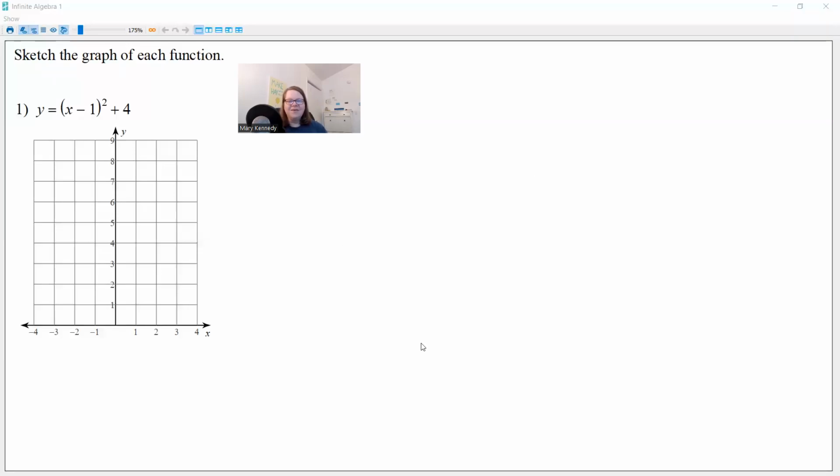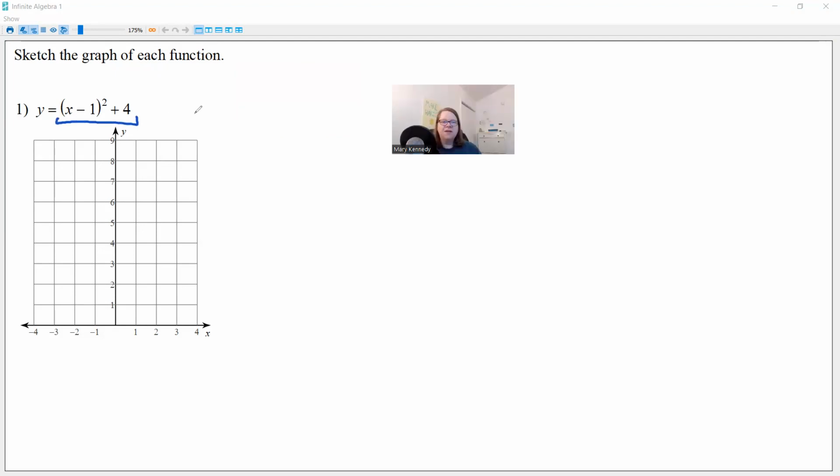All right, let's take a look at graphing this function. It's a quadratic function. We know that because there's a little x squared or a 2 exponent here. All right, this is in vertex form, and when you see this form, you can know the vertex by looking at the function.